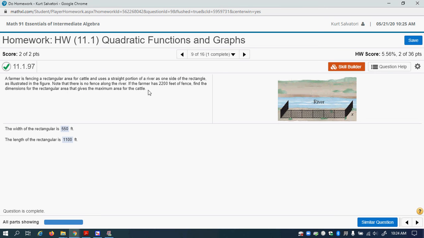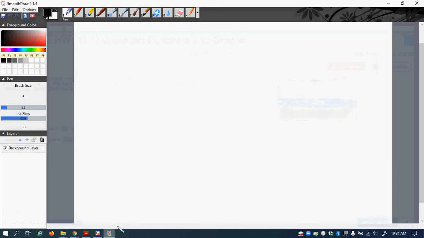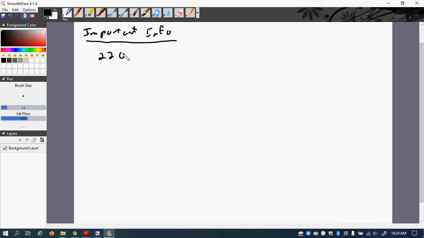for the cattle. So let's go back to here and take a look at the things that are important. So my important information, one is they told me that I had 2,200 feet of fence, and this is actually my perimeter.